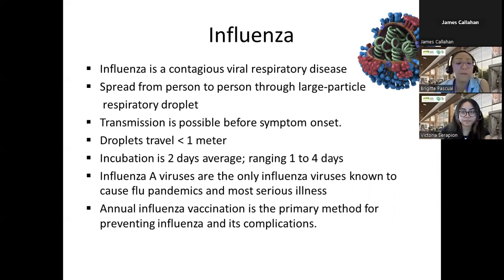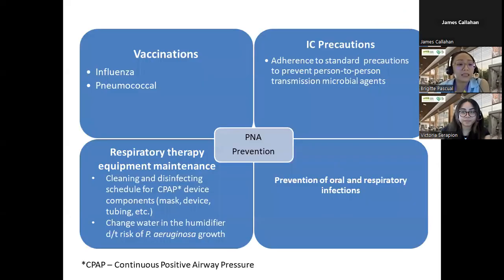Next slide, please. Influenza is a contagious viral respiratory disease which is spread from person to person through large particle respiratory droplets. Transmission is possible before symptom onset, and droplets travel for less than a meter. Incubation is 2 days on average, ranging from 1 to 4 days. Influenza A viruses are the only influenza viruses known to cause flu pandemics and most serious illnesses. Annual influenza vaccination is the primary method for preventing influenza and its complications. Next slide, please.